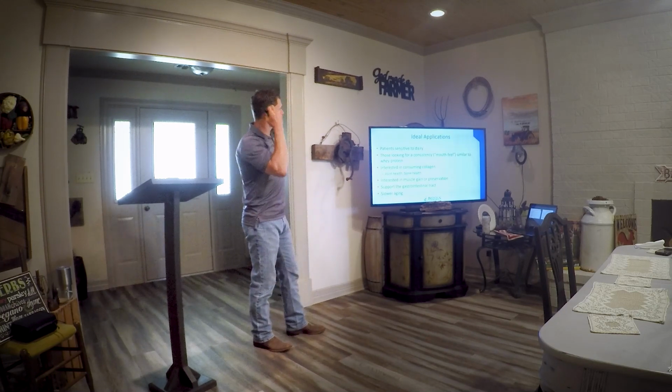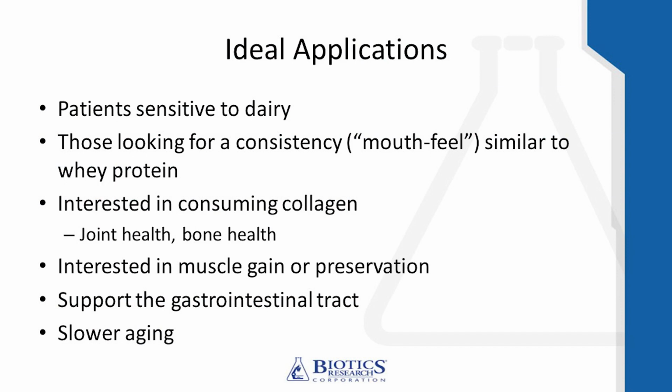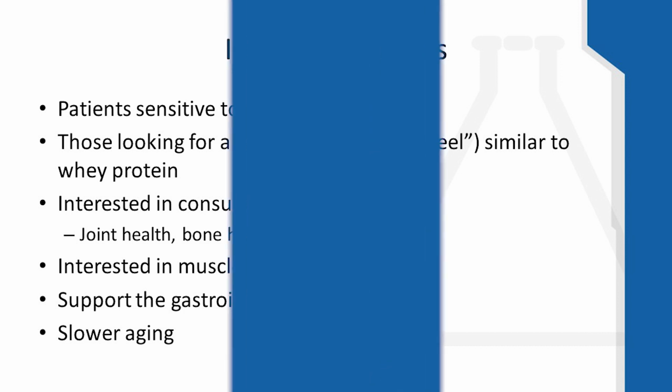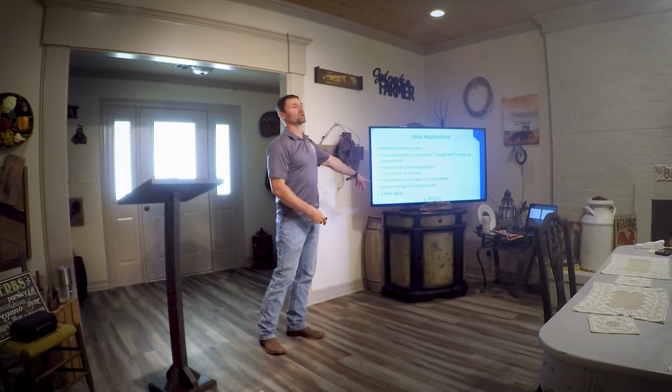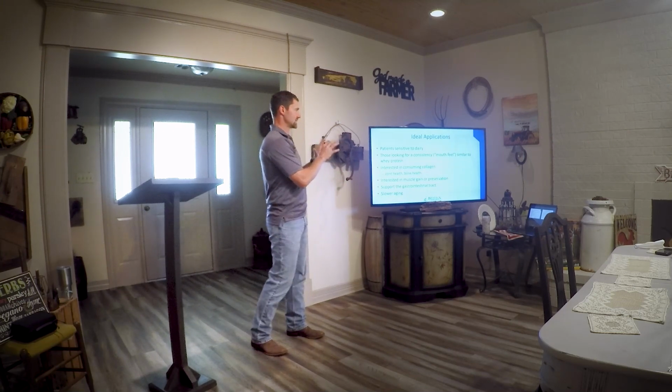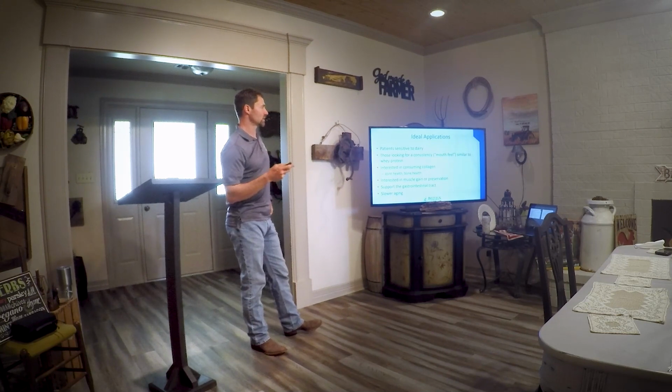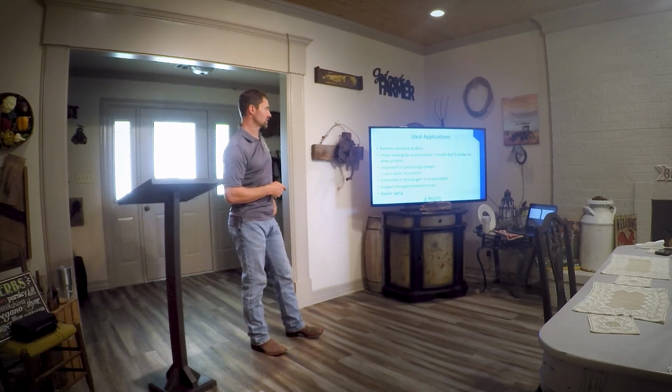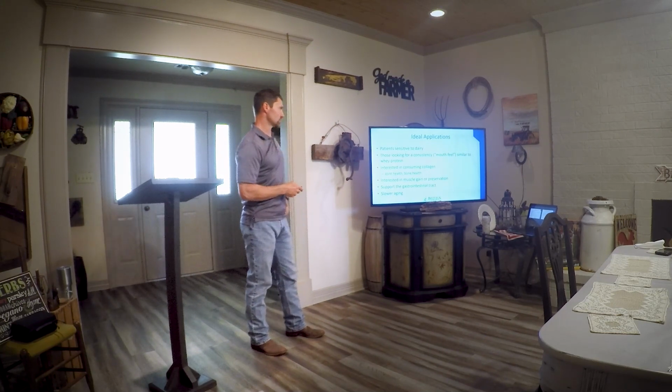Ideal applications here, again: sensitive to dairy, mouthfeel, very smooth, consistent protein source. So this one should go down pretty easily. Muscle gain, GI support. The enterocytes in the gut actually do produce collagen. You're directly supporting the gut activity by consuming that protein source that has that high load of proline, glycine, and hydroxyproline. And slower aging, who doesn't want that, right?